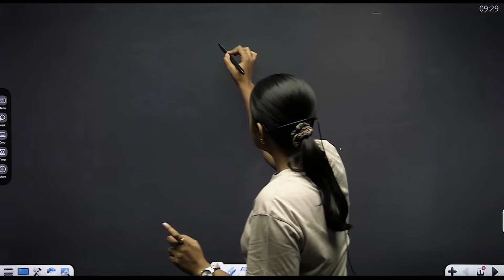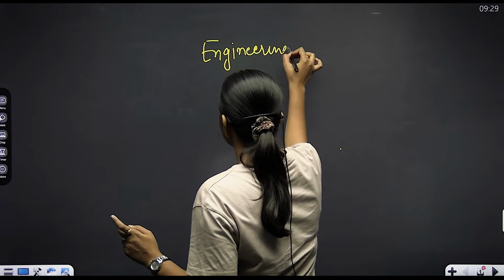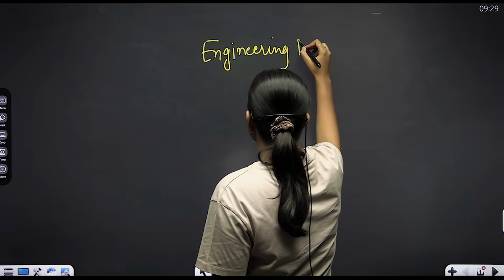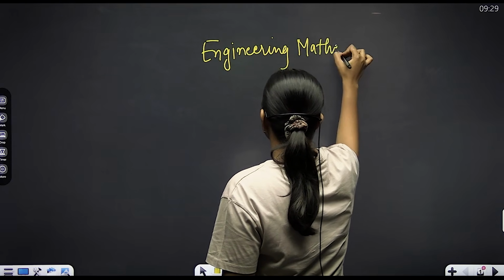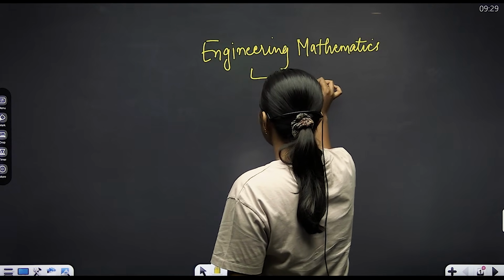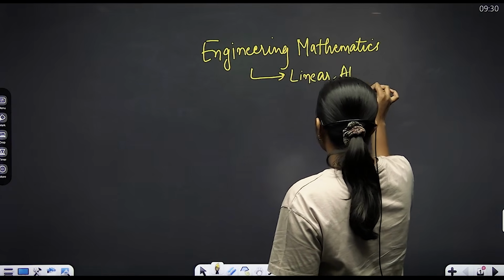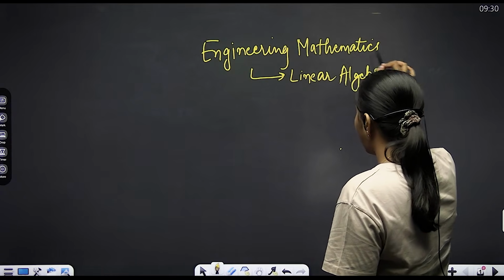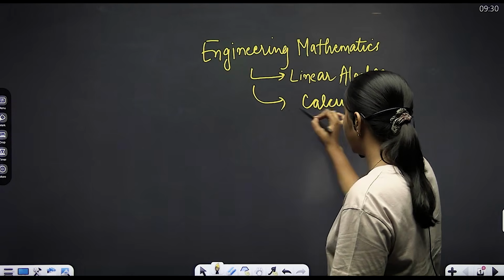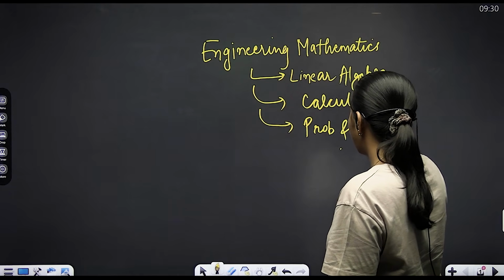If I talk about engineering mathematics, it comprises 3 subjects. First we are going to cover linear algebra. Then after completing that we'll move to calculus, and then we are going to cover probability and stats as well, right?